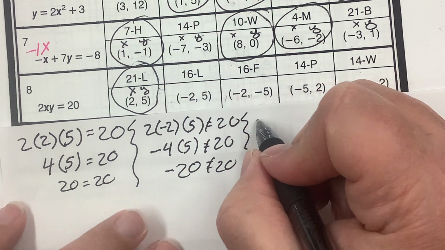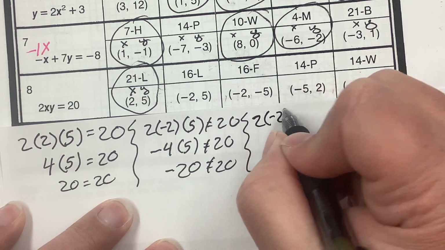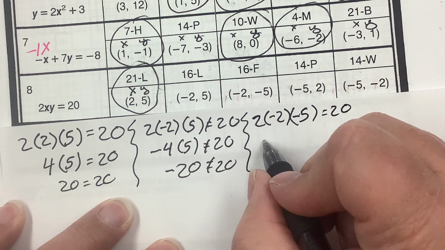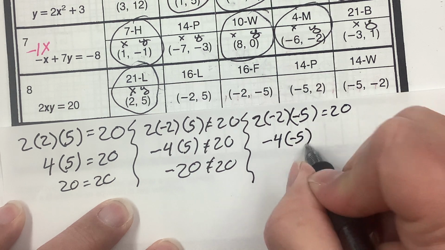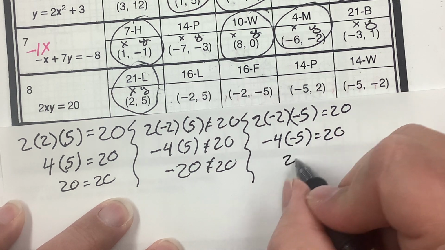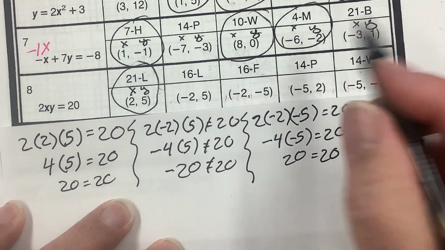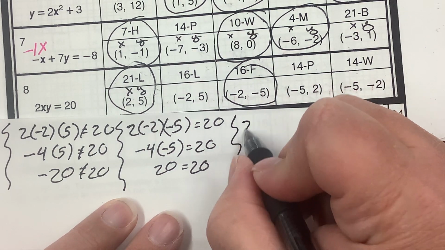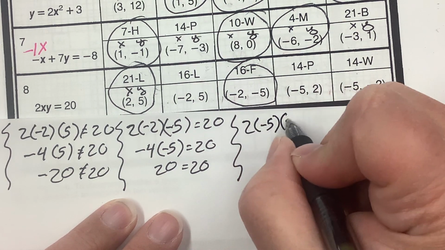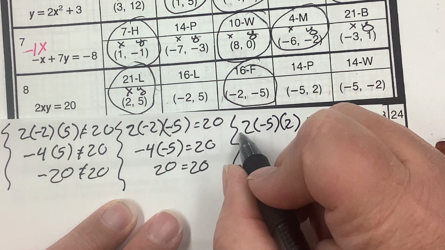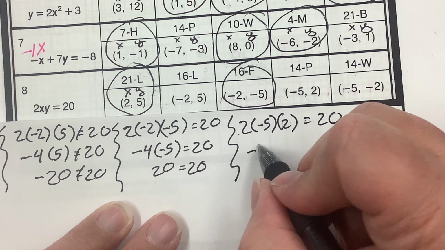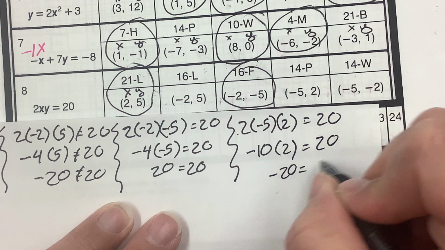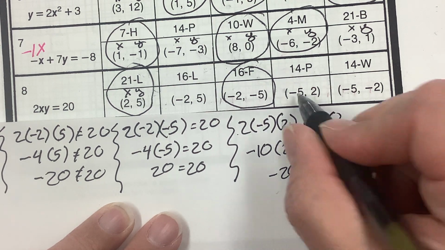This is more interesting. So it's 2 times negative 2 times negative 5 equals 20. 2 times negative 2 is negative 4 times negative 5. Negative times negative is positive 20 equals 20. Hey, that one worked. All right. 2 times negative 5 times 2 is 20. I don't think so. 2 times negative 5 is negative 10 times 2. That's going to be negative 20 again, and that is not equal to positive 20, so that's no good.